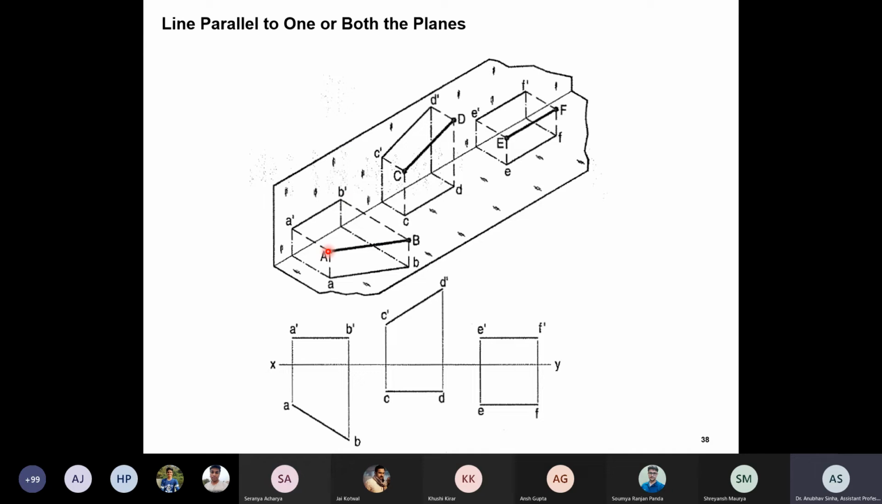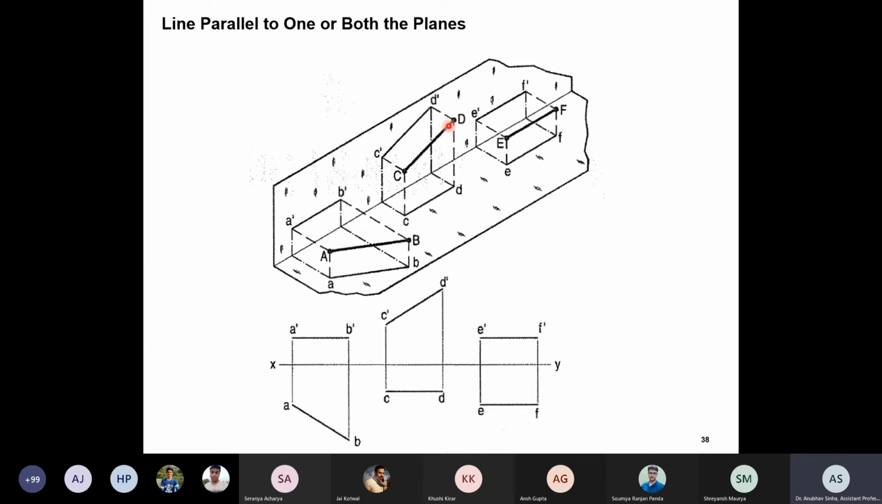So let us say line AB. This is parallel to which plane? This is parallel to the horizontal plane, but if you extend it, it will intersect the vertical plane. So it is parallel to horizontal, intersecting vertical.